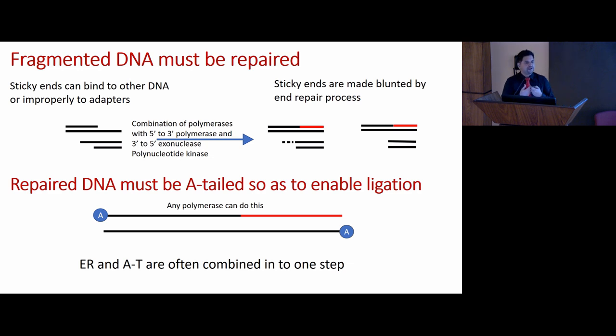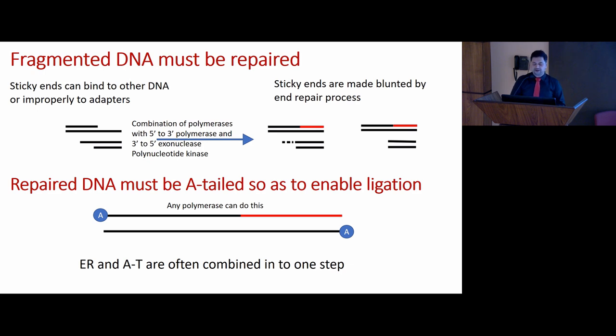What you do is use a combination of polymerases with 5' to 3' and 3' to 5' activity. They make these sticky ends into blunt ends. If there is a break here, it copies the strand on the opposite side, and similarly this one copies the strand on the opposite side and makes a uniform end. Similarly, if an overhang is there on this side, it just chops it off. So this is how the DNA must be end repaired. This step is called end repair.